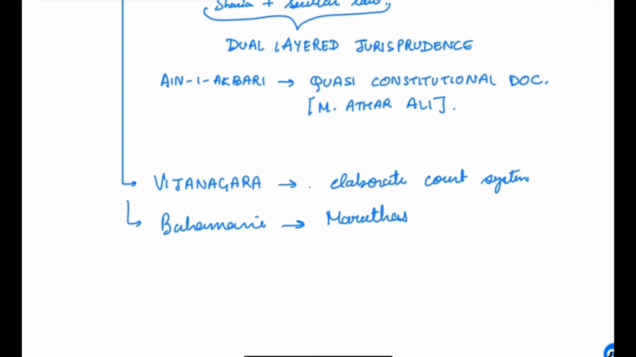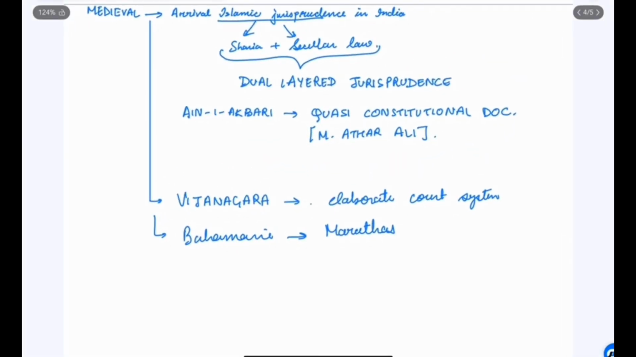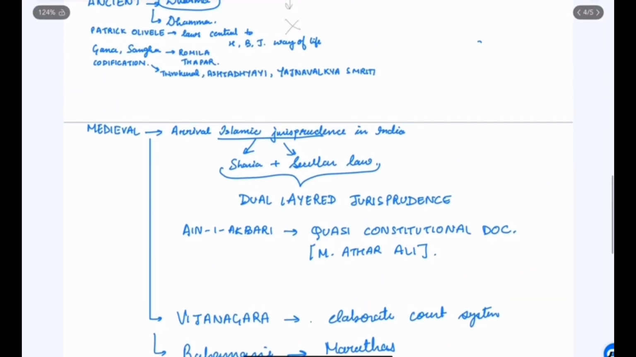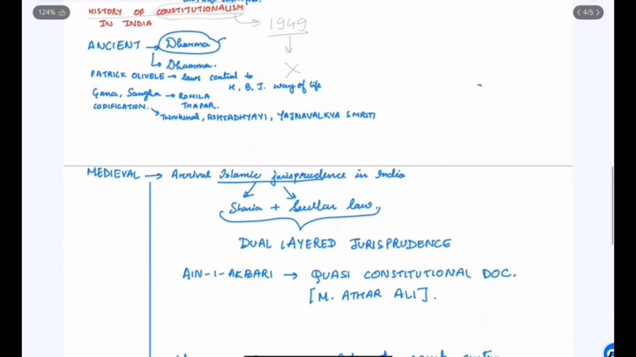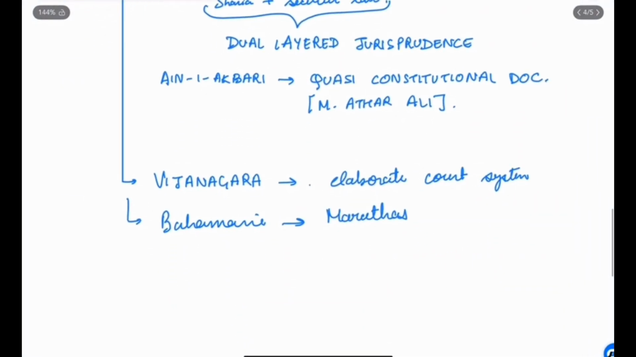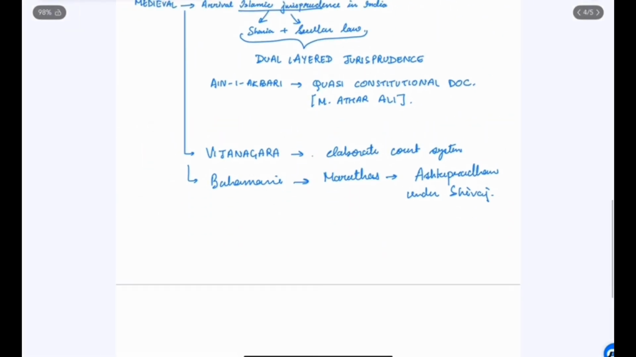So this is a very lengthy format, but you can use some instances. In medieval times also we had some examples of constitutionalism, just as in ancient times. Among the Marathas we can say that under Shivaji, the Ashtapradhan essentially worked as a council of ministers, right? Then moving on to the modern period.